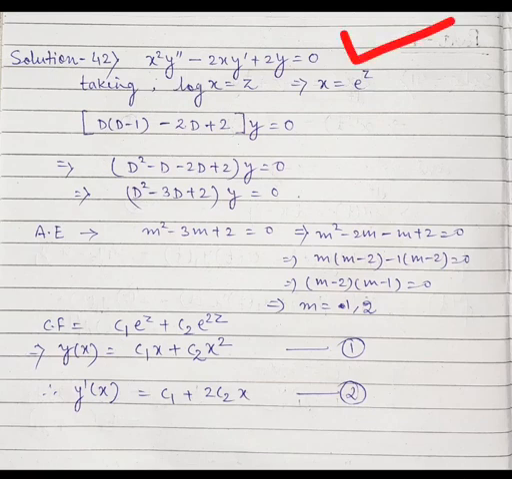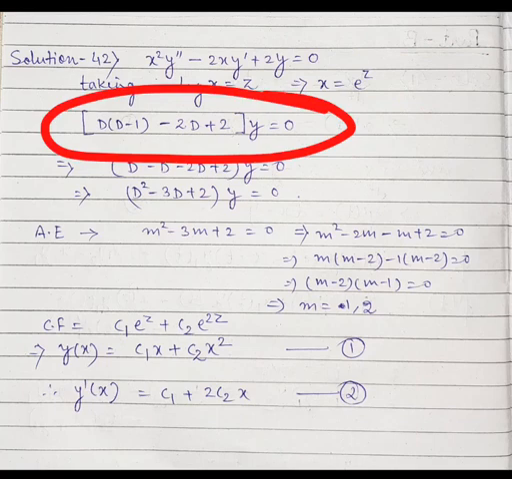We have the differential equation x^2 y'' - 2x y' + 2y = 0. Now this is a Cauchy-Euler equation, so we take log x = t, which implies x = e^t. On taking this value, the given differential equation reduces to (D(D - 1) - 2D + 2) y = 0.